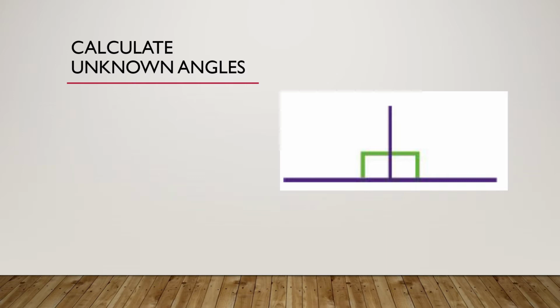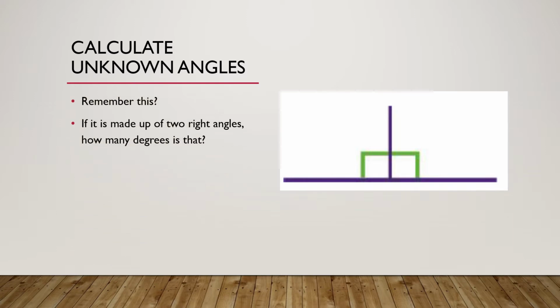So the first thing I want you to do is look at this diagram and say, do you remember this? Now, if it's made up of two right angles, how many degrees is that? Well, as you should definitely know by now, a right angle is 90 degrees. So we've got two lots of 90 degrees, that's 180 degrees, or a half turn if you like.